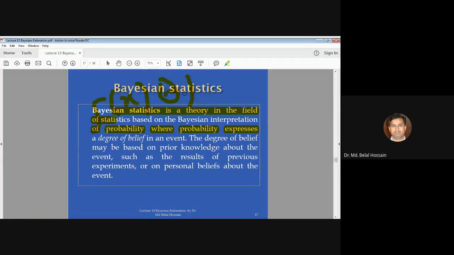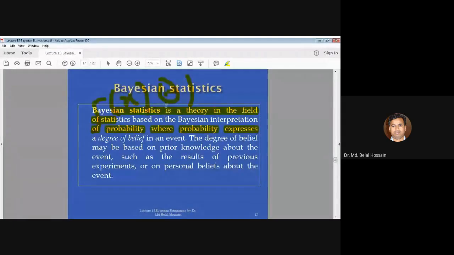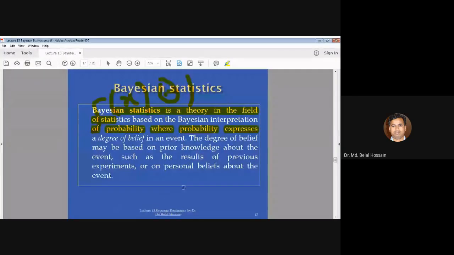But in Bayesian estimation or Bayesian statistics, this theta is the random variable. It varies from case to case, and this x is known. So this is the basic difference.